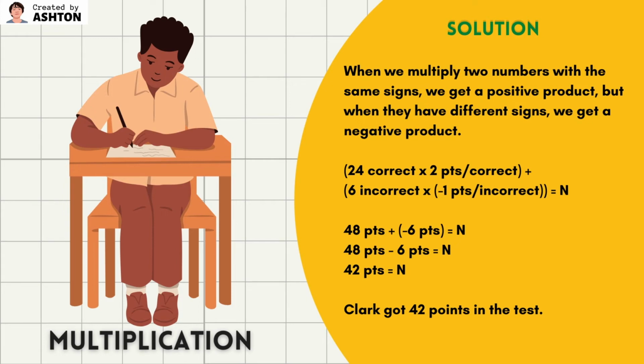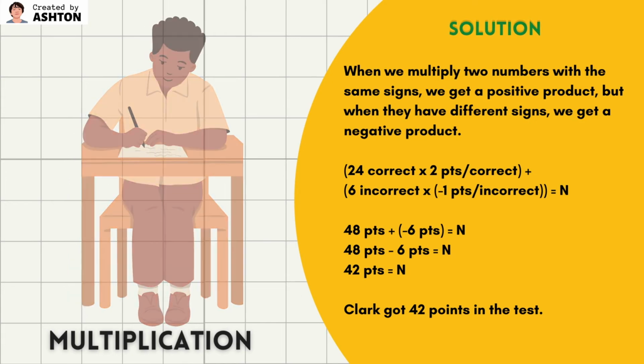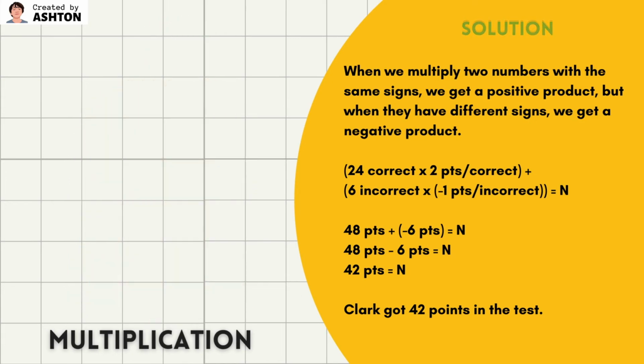48 points plus negative 6 points equals N. 48 points minus 6 points equals N. 42 points equals N. Clark got 42 points in the test.